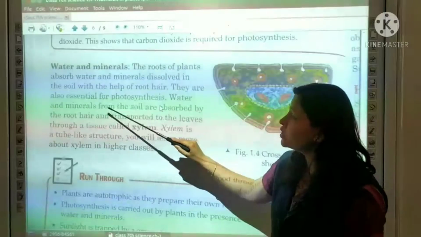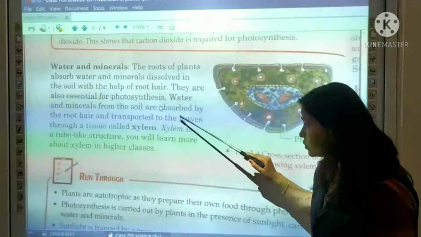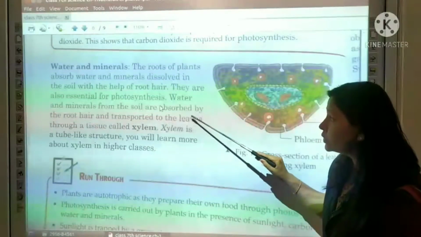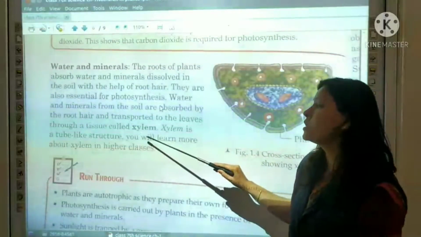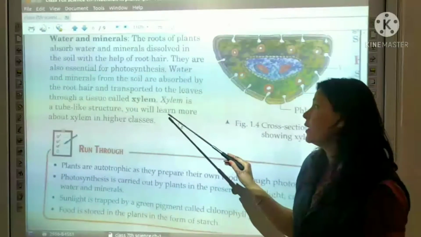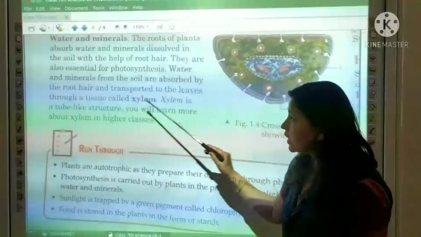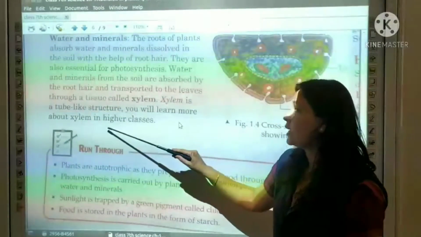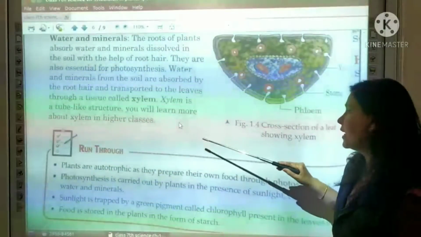Water and minerals from the soil are absorbed by the root hair and transported to the leaves through a tissue called xylem. Xylem is a transporting tissue. Xylem is a tube-like structure. You will learn more about xylem in further classes.